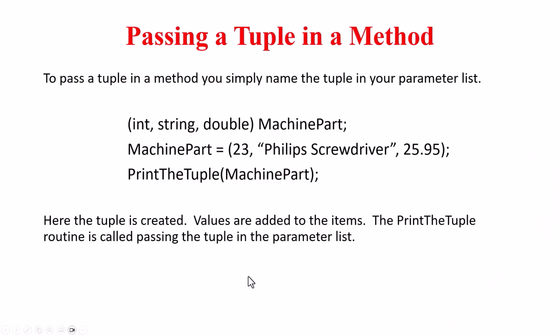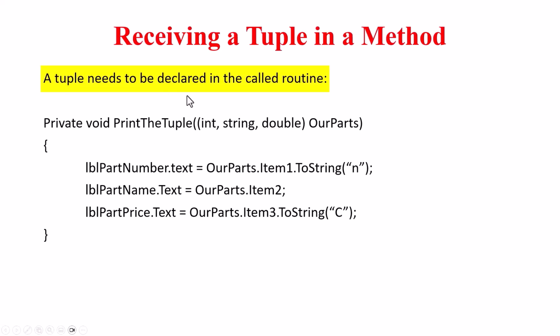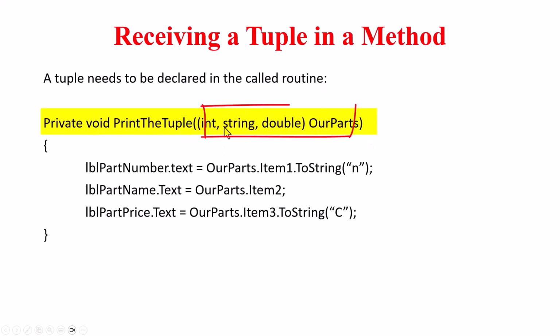And let's take a look at that PrintTheTuple event. The tuple needs to be declared in the called routine. In other words, we're going to bring it in. Here's our PrintTheTuple routine. We've got our parentheses for what we're going to be placing in there, and inside it we have our tuple. We're describing one: int, string, double, called ourParts. So this is identical to the machine part tuple we described before. But since we're passing that, we need to expect the int, the string, and the double to come forward, and we'll call it ourParts. We can call it anything we want in here because we're going to use it local to this particular routine.